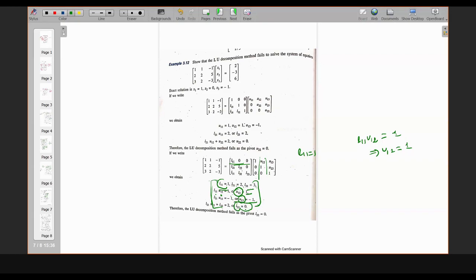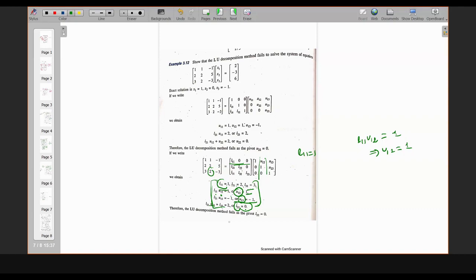You can see here L21 U12 plus L22 equals 2, so this element. That is the corresponding element you get, and when you find the solution for L22, that value is equal to 0. So you see one of the diagonal elements of the lower triangular matrix is 0. That means LU decomposition method cannot be applied to find the solutions of this system because the pivot elements are 0.